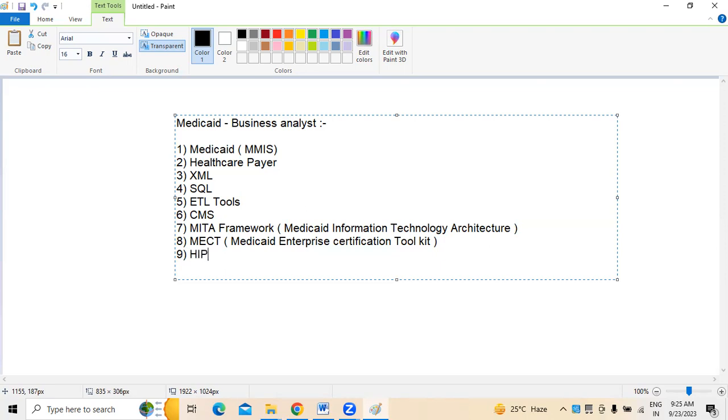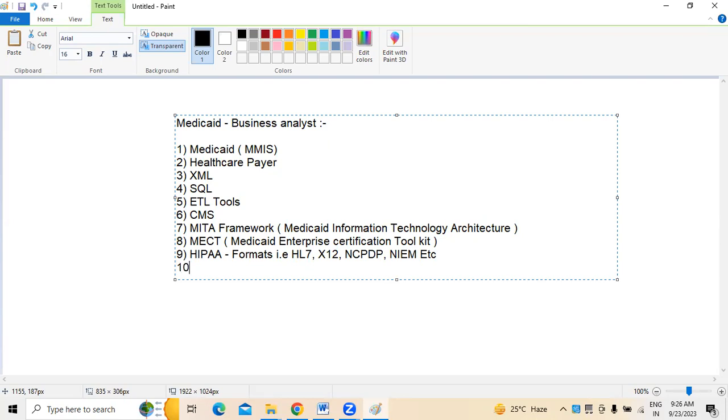Next is HIPAA, because HIPAA is required even in Medicare and Medicaid, right? Knowing about the formats of HIPAA, like messaging formats, for example HL7, X12, NCPDP, and NIEM, etc. These are all the different messaging formats in context to HIPAA. This knowledge is also becoming important.